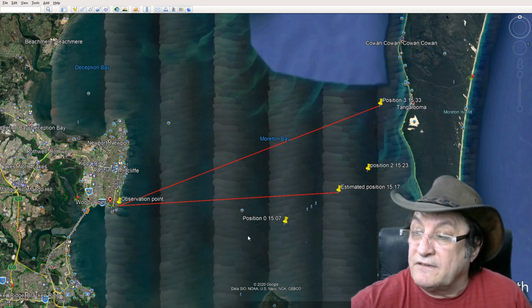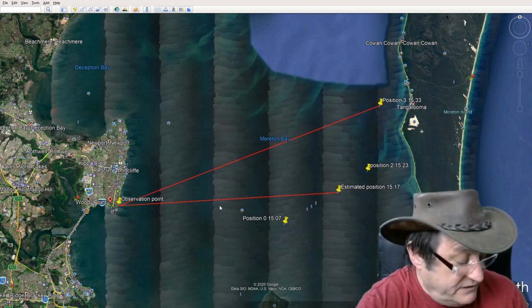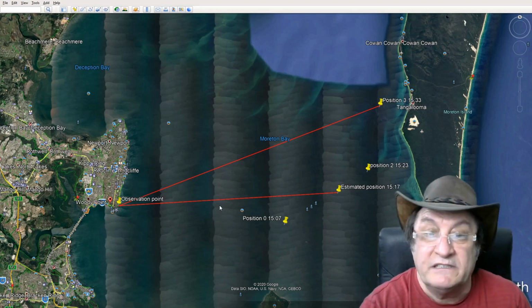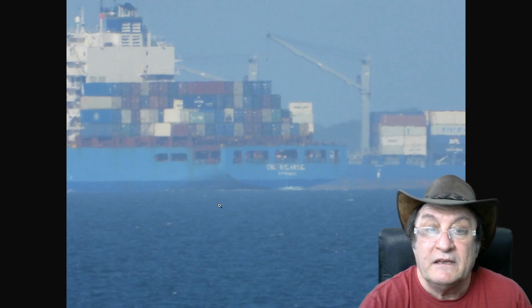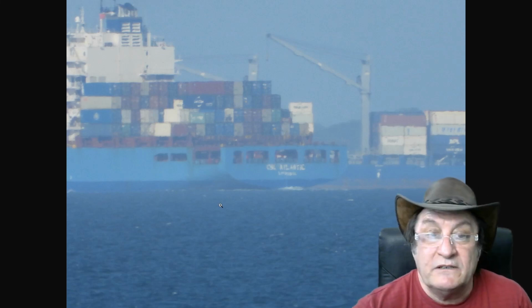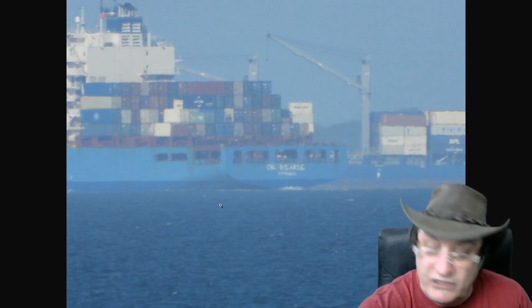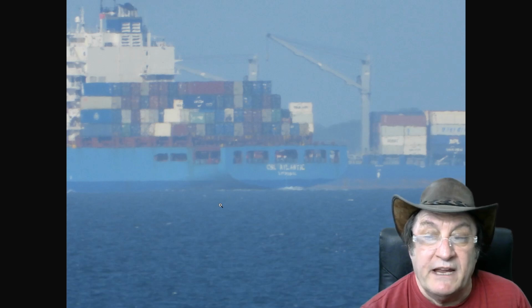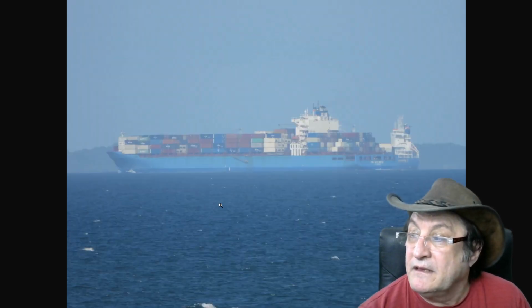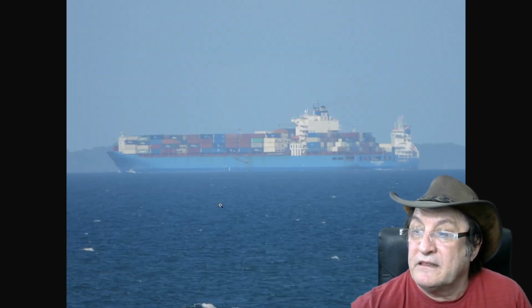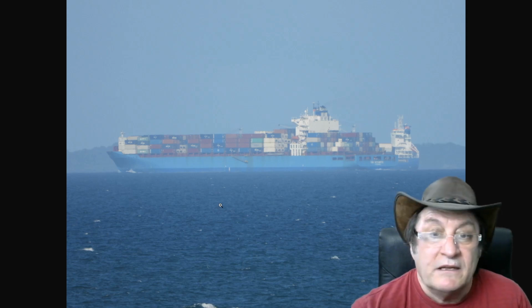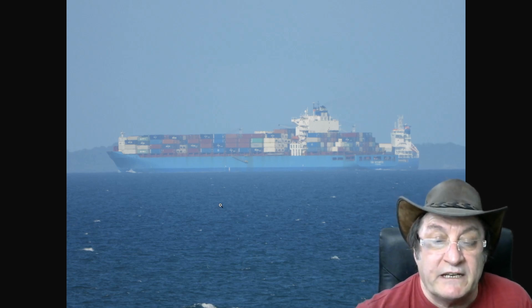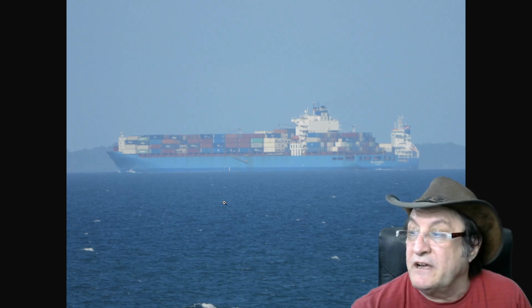So there's 19.75 kilometres and 25 kilometres distance. Now there I've managed to zoom right in and verify that this is indeed the ship, the CSL Atlantic. It's passing another ship at anchor there. And there's another image of the ship which was taken at approximately 15:07.